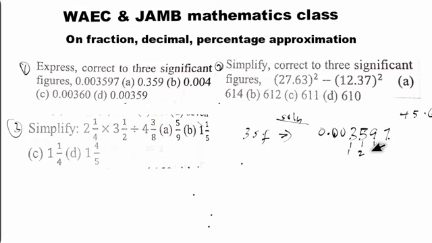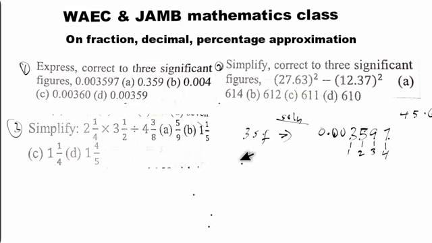This one is third. This one is fourth. So it means that we have a 4th significant figure in this particular question. But the question says you should leave it in 3 significant figures. Now, this is the first significant figure, this is the second, and this is the third. So we stop at this 9.